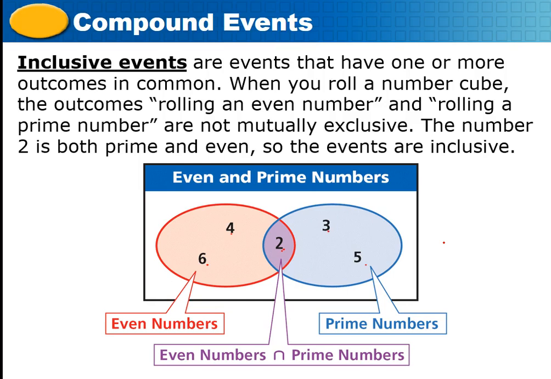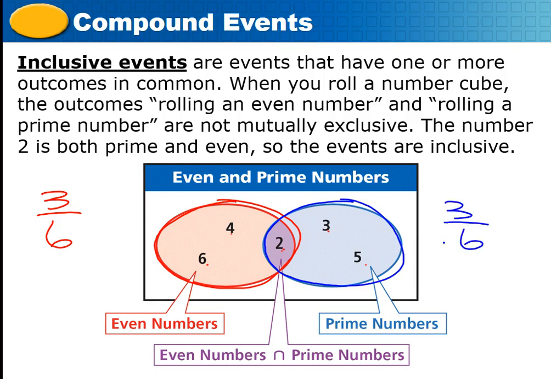Now over here, if we were to just look at this right here, we have 3/6 outcomes. And then if we were to also look at our prime numbers over here, we have 2, 3, and 5. So this is also 3/6.